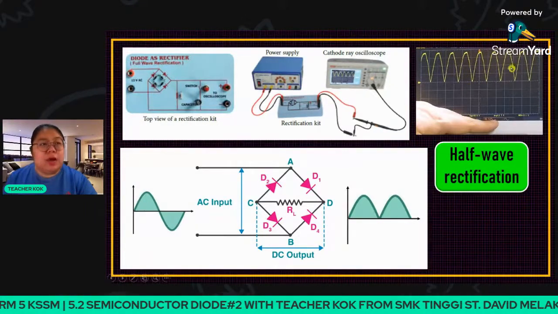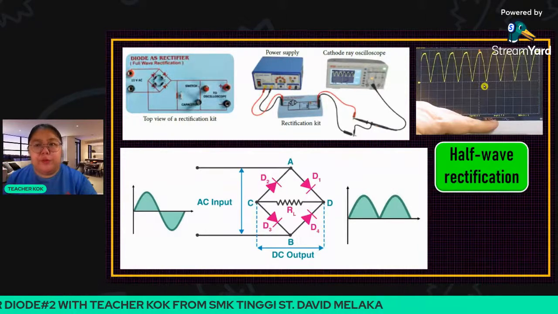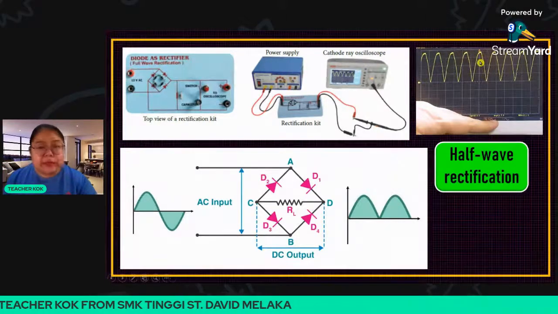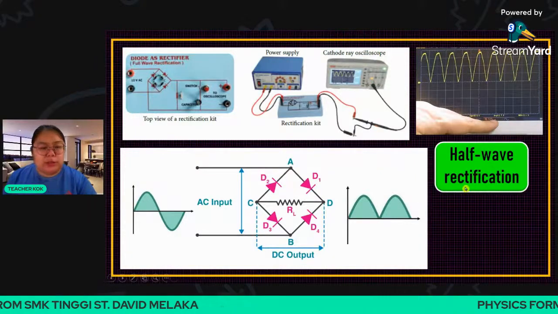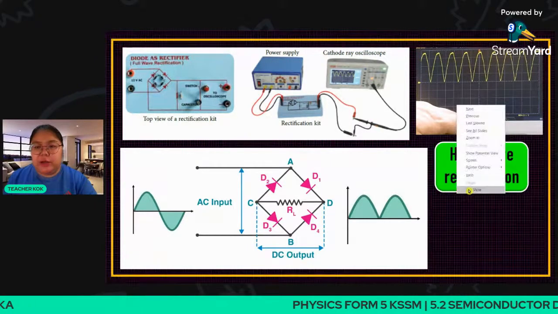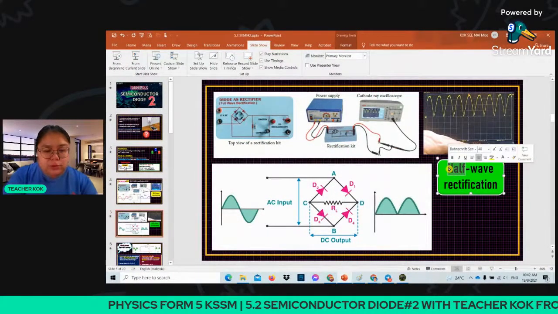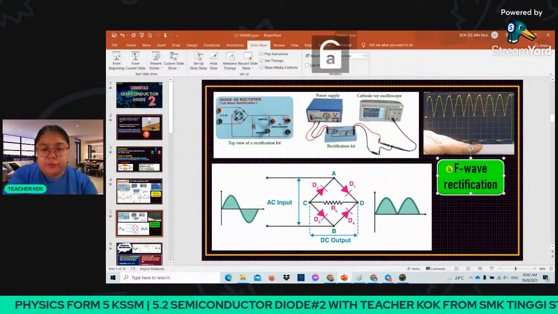Can you see the CRO? The CRO shows the full wave, the full wave pattern. Sorry, I had it wrong. Okay, I made some changes. This one is a full wave, not half already. Okay, I made some changes. This one is a full, okay, full wave.